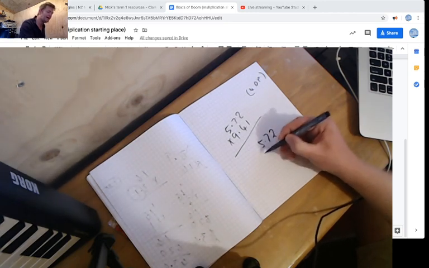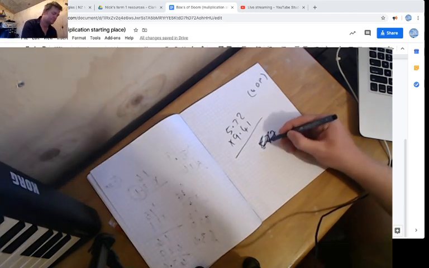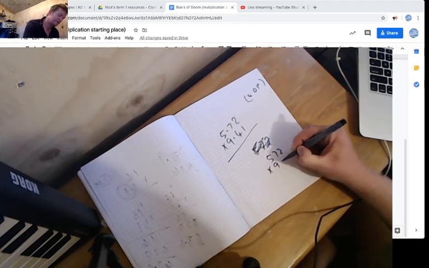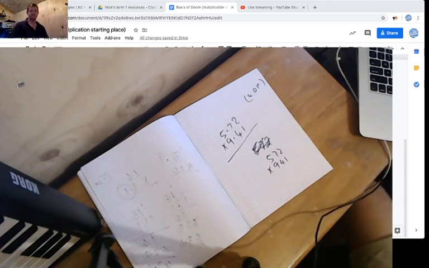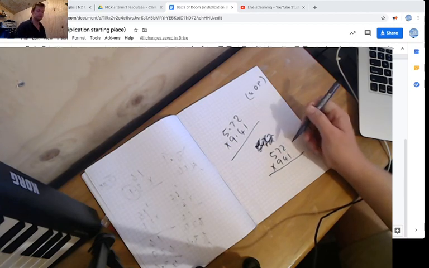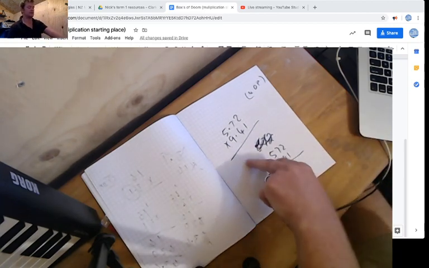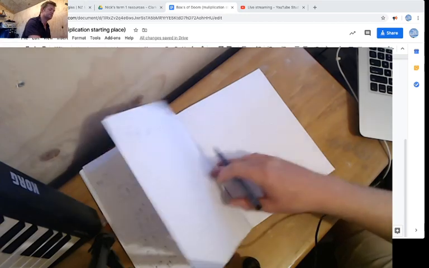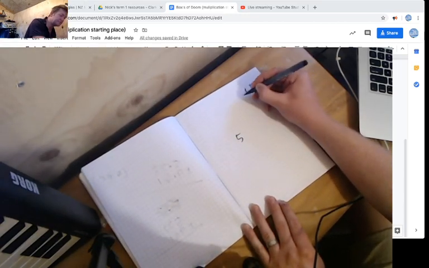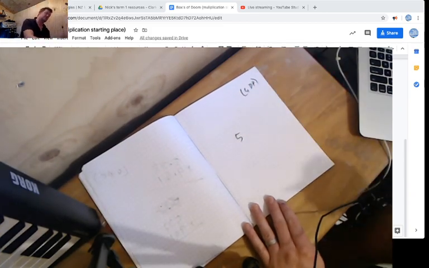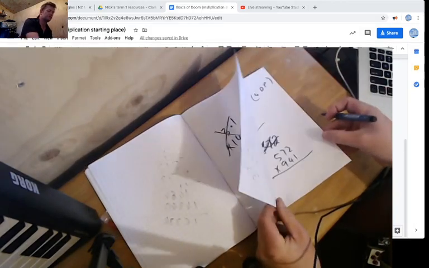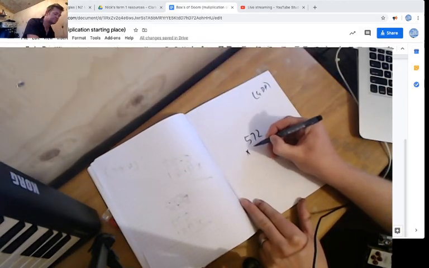5.72 without the decimal is 572 times 941. Man, I am not making my life fun. First line. Oh, I'm not going to have enough space. I'm going to write it out on another page. 572 times 941. 4 DP. So I need to put those 4 DP into my answer. 572 times 941.